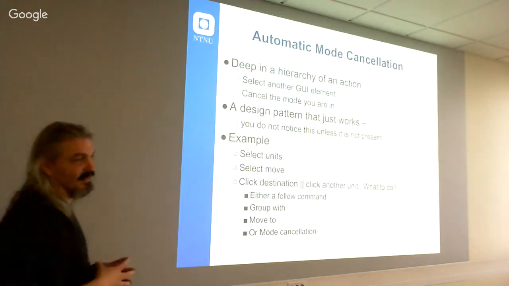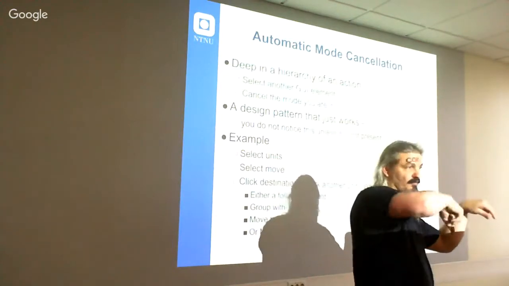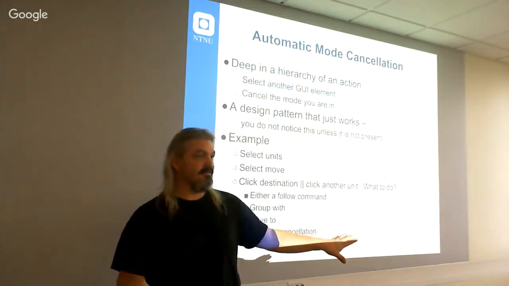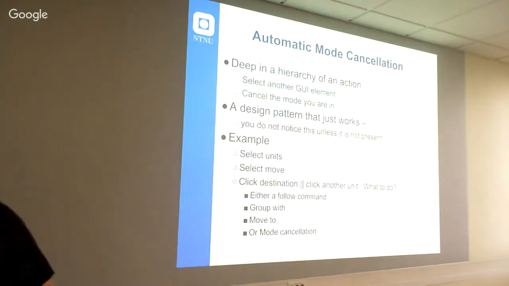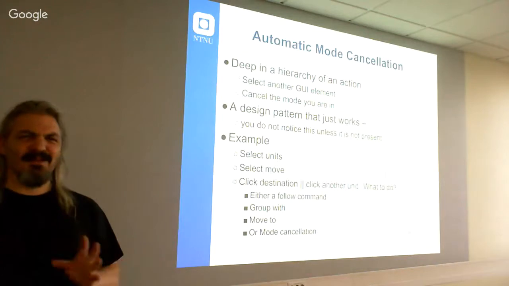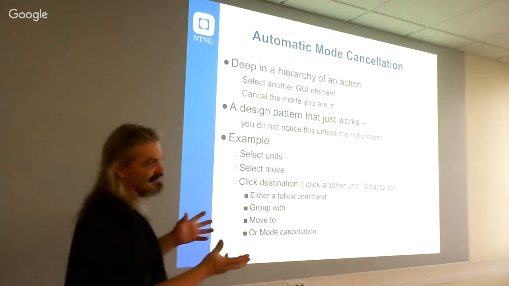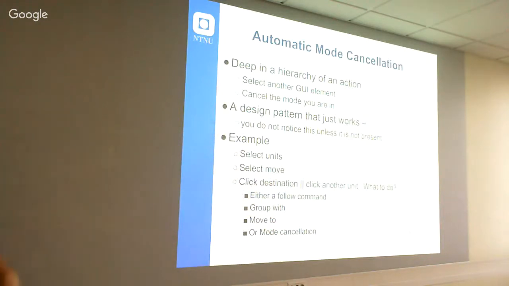Now, automatic mode cancellation is you don't have to press escape. You just click somewhere which isn't involved in what you're doing, and it goes, oh, you clicked away, I'll just automatically cancel all of that. Rather than sitting there trying to think, oh, how do I, oh, that's right, I have to press escape. Because pressing escape does take you out of that sort of human unit. You start seeing the interface. So when you select another gallery element, it cancels the mode.